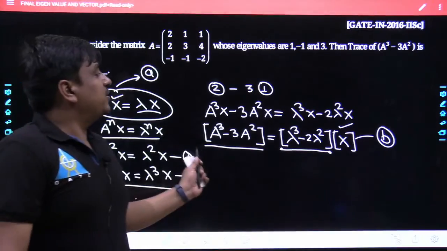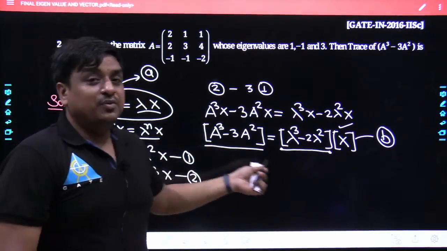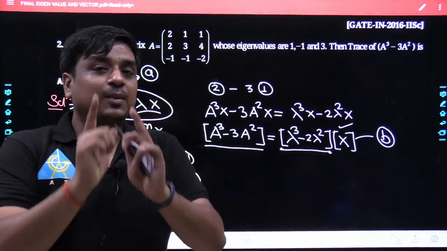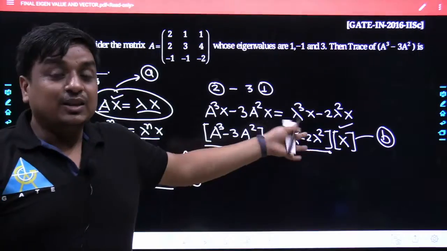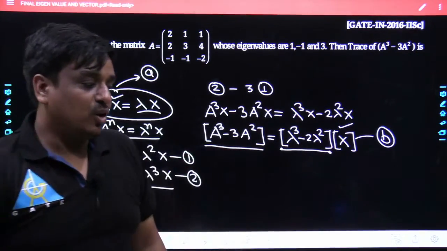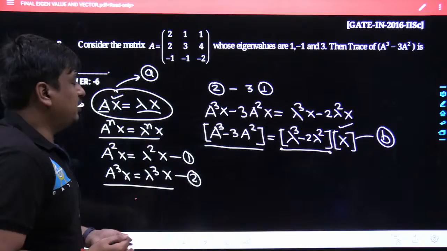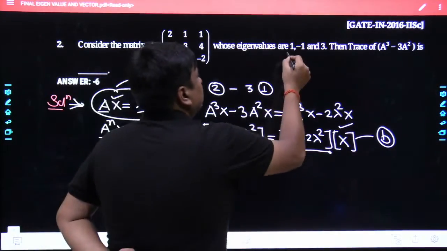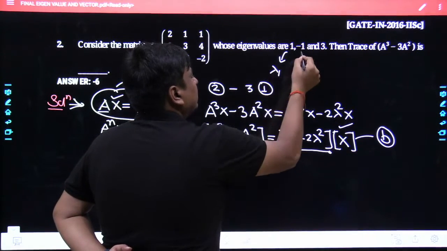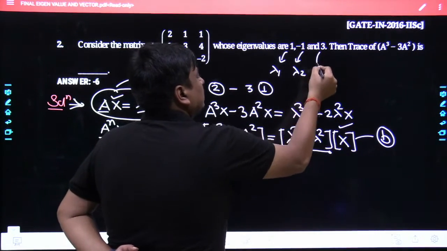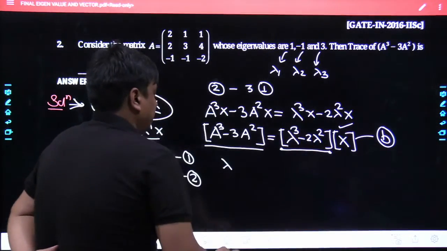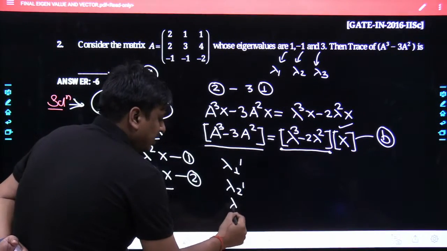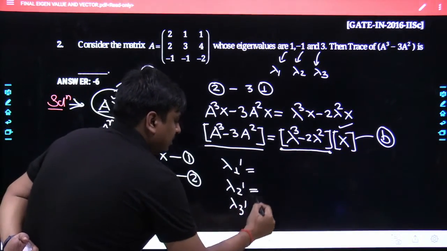Still, I understand many of the students would find this concept very difficult. Sir, how is the lambda changing, how is x not changing? I am going to tell you by taking an example, because so far problems based on those concepts have not been covered. So may I know what would be the new lambdas? Let's take the initial lambdas as lambda 1, lambda 2 and lambda 3. Now lambda 1 dash is a new lambda, lambda 2 dash is a new lambda, and the third is lambda 3 dash.